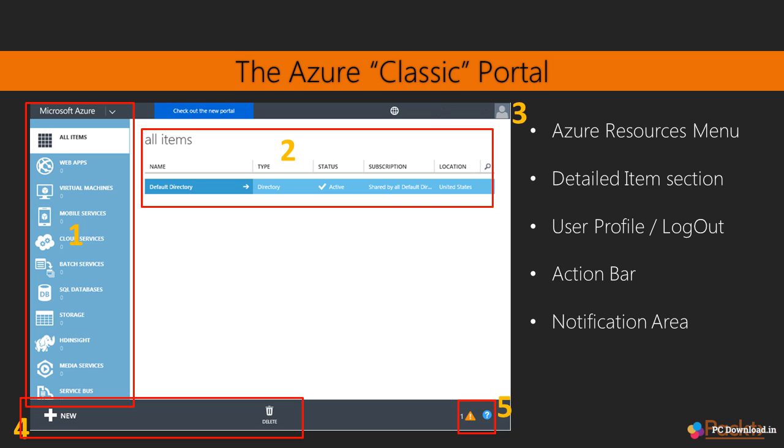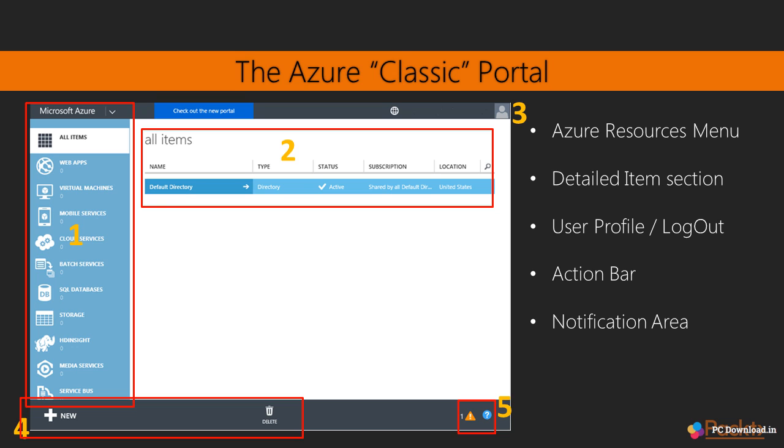When you open up the Azure Classic Portal, it looks a little bit like the screenshot here in the PowerPoint deck. On the left-hand side, you'll find your different Azure sections, allowing you to browse through the different Azure resources, like web apps, virtual machines, SQL databases, Azure Active Directory, or basically any other Azure resource. Whenever you select something in the Azure Resources menu, it will open up the details in the middle, which is called the Detailed Items section. This can be a list of virtual machines, a list of web apps, or Azure Active Directory components, depending on anything you select on the left-hand side.